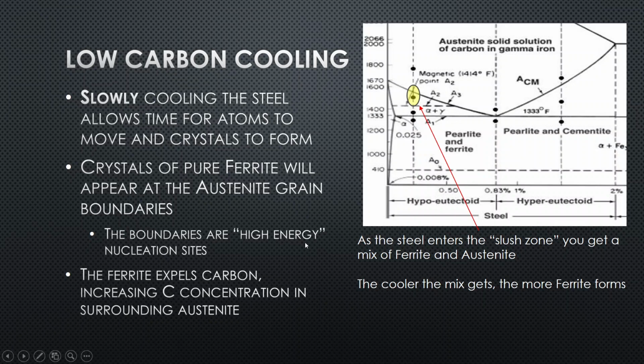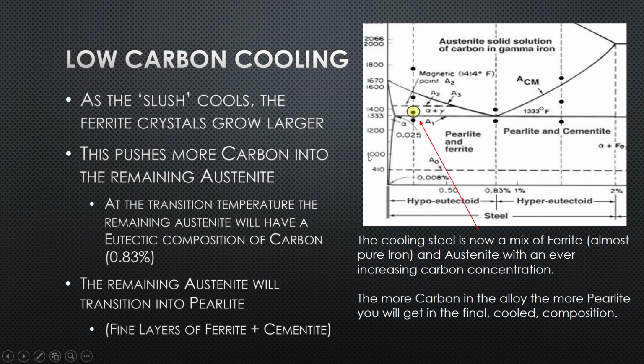People misinterpret things. So crystals of pure ferrite will appear at the austenite grain boundaries, and as the ferrite expels the carbon, you increase the carbon concentration in the surrounding austenite, and you keep coming down and getting cooler and cooler. And now we're down here, and we've almost finished forming all of our ferrite. And we're just about to make this final transition into what's going to be our final stage of the transition process. And right now, we've squeezed out enough carbon that everything that's not ferrite right now has a much higher concentration of carbon.